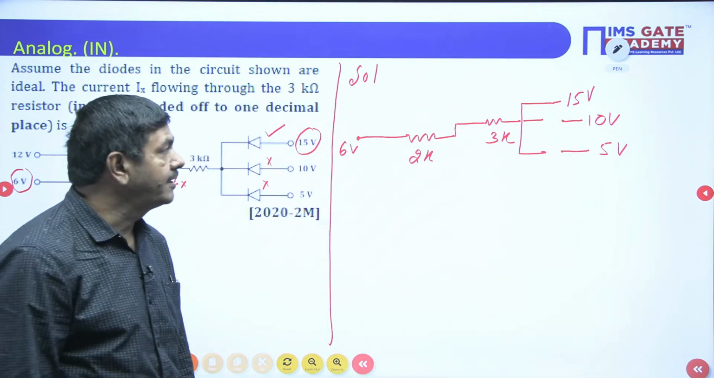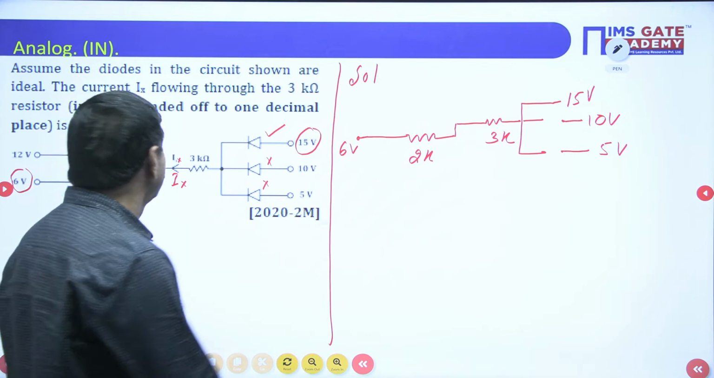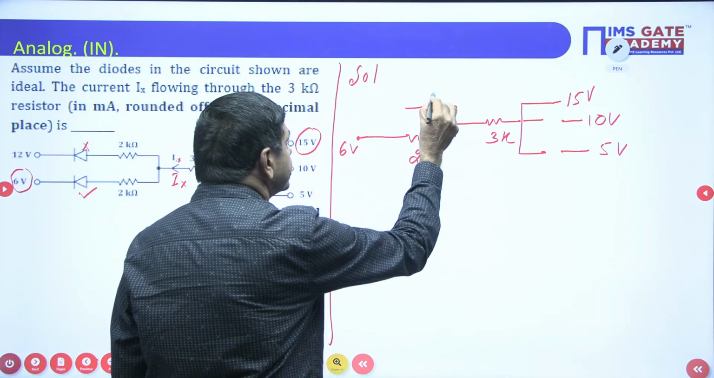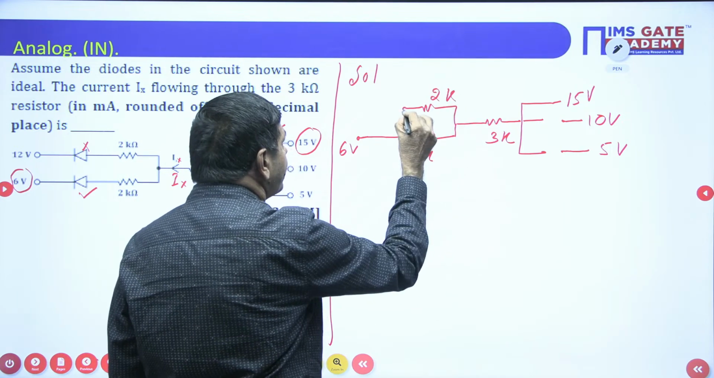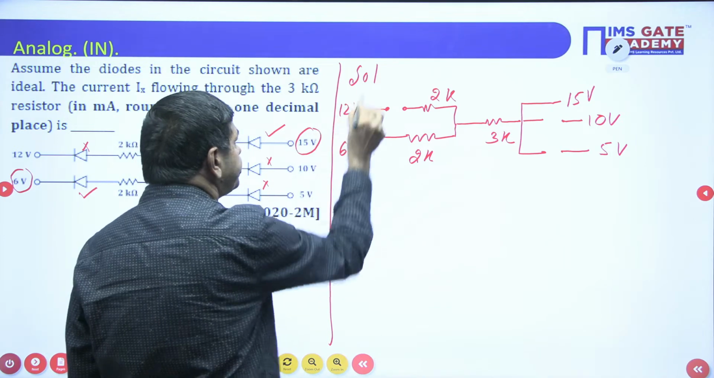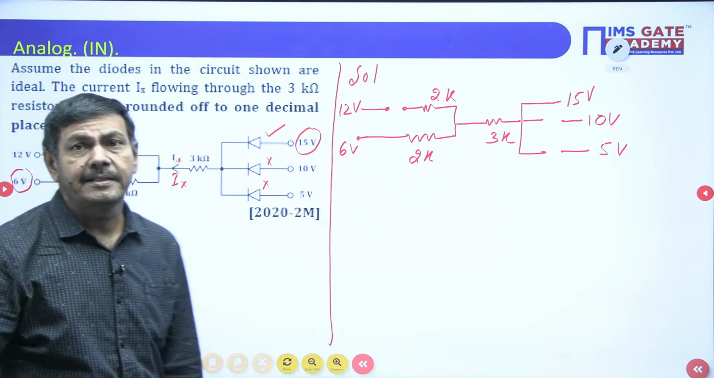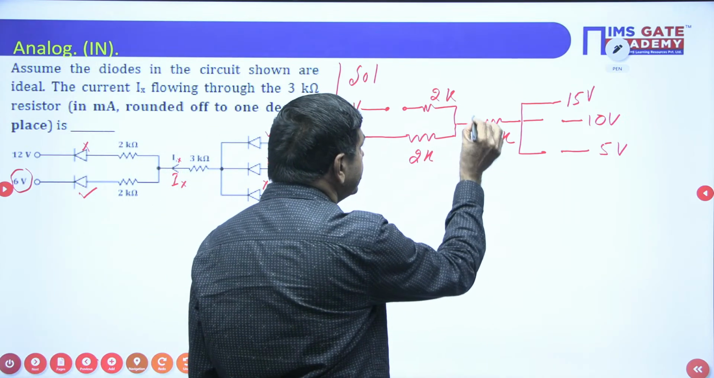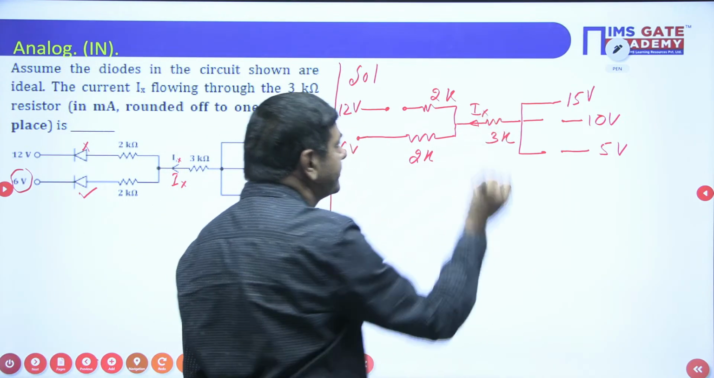That is also off only now. And here 2K is connected here. This diode is off. This is having 12 voltage only now. Finally, we want the current of this, denoted by the symbol Ix only.